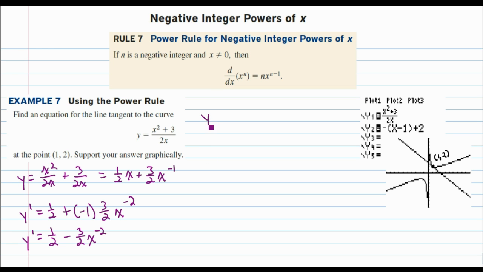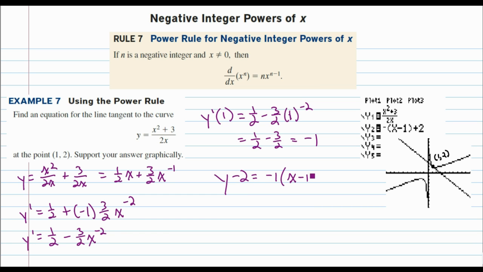So let's find y prime of 1. The slope of the tangent at x equals 1 is 1/2 minus 3/2 times 1 to the negative 2. So that's 1/2 minus 3/2, or negative 1. So my slope is negative 1, and I know the point. It's 1, 2. So the equation of my tangent line is y minus 2 equals negative 1 times x minus 1.